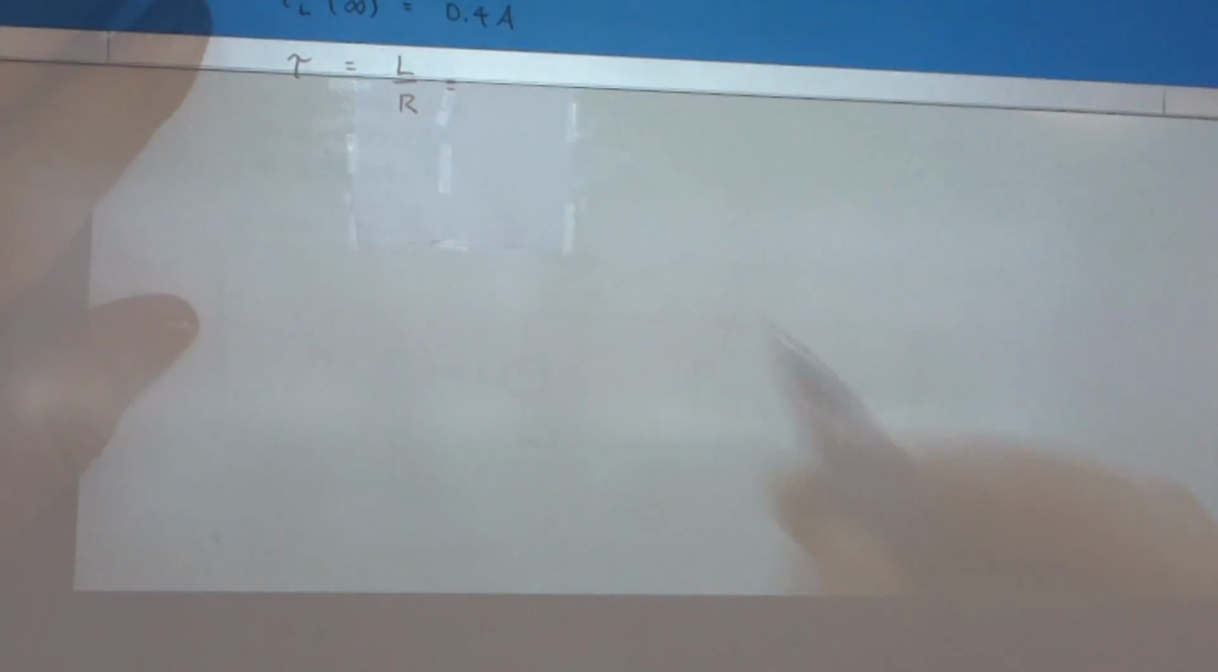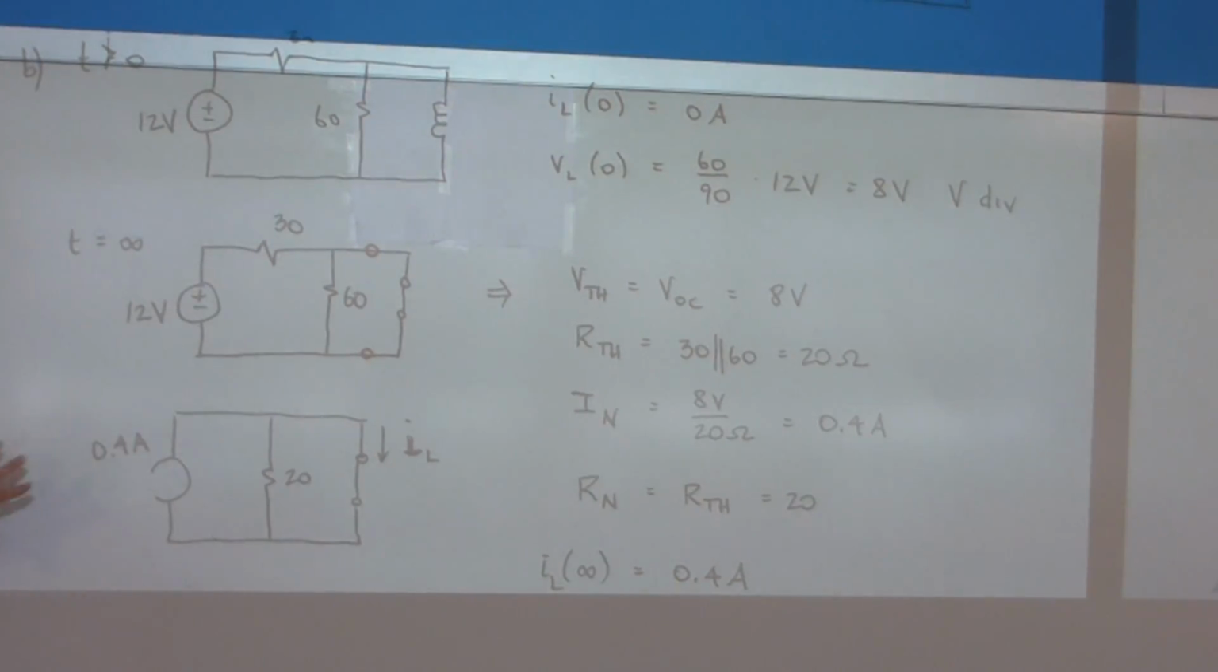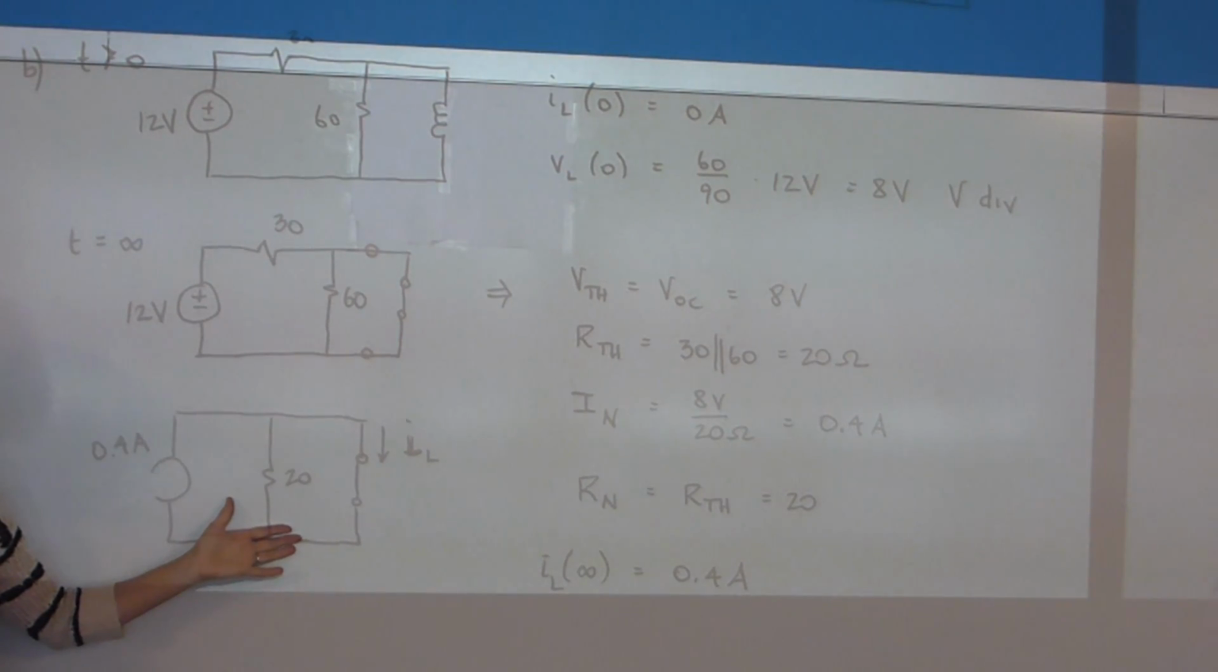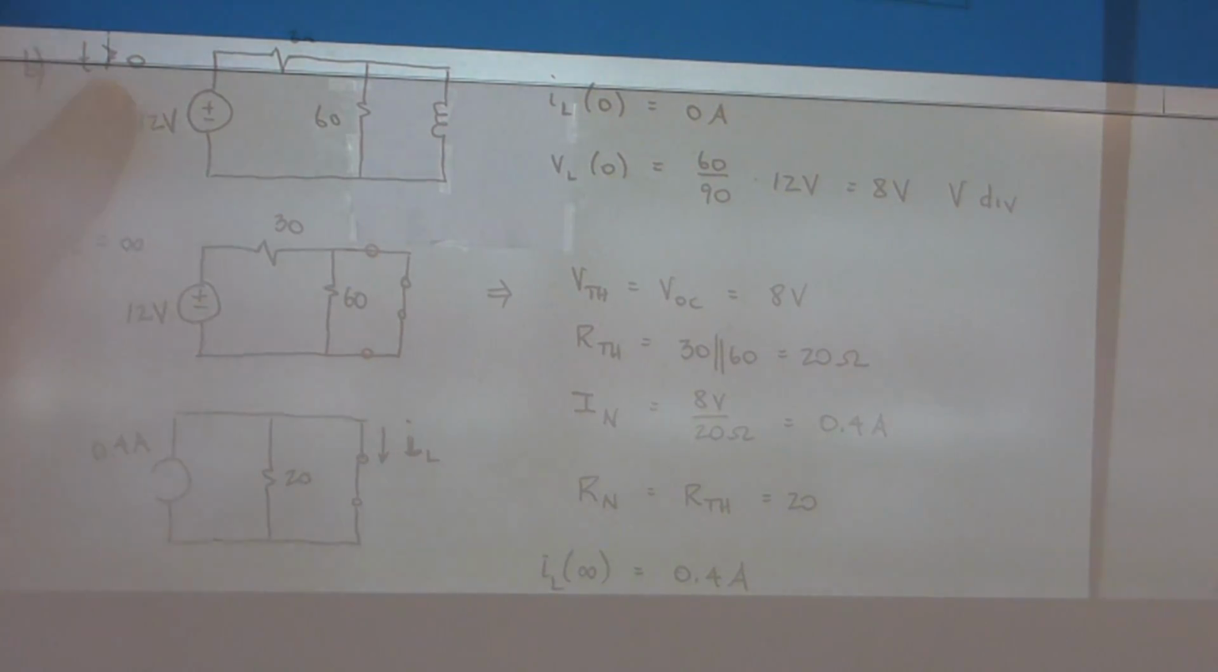I sub L of 0 is equal to 0. I sub L at infinity is equal to 0.4. The last bit we need is tau, which is L over R, which in this case is, what was L? Oh, and this is important then. The R that we're using is the R from this circuit. We have to get all the way down to here to have one R and one L. So L was 0.2 Henry over 20 ohms, so 0.01.